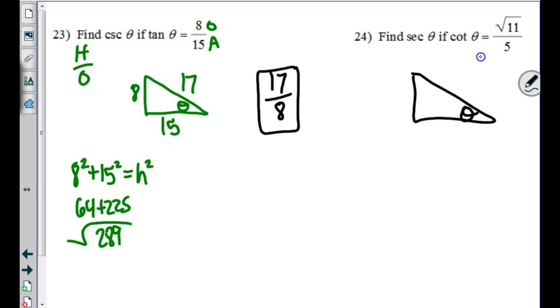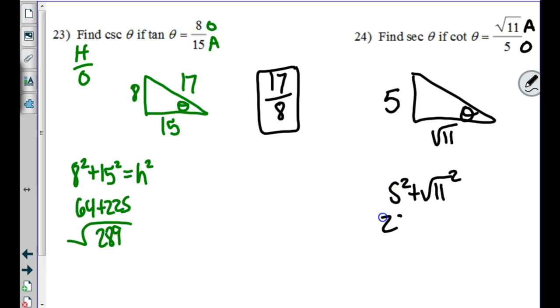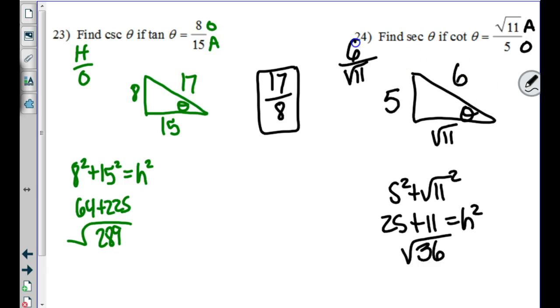Cotangent. How am I going to label this one? Cotangent. Anybody know what those are? Tangent is opposite over adjacent. So this is adjacent, opposite. Okay, I'm going fast, but if I square those, what do I get? 25 and 11 is 36. Square root of 36 is 6. Secant is hypotenuse over adjacent. So I get 6 over square root of 11, or 6 square roots of 11 over 11.